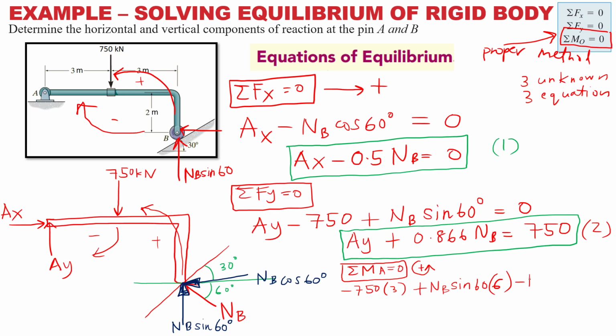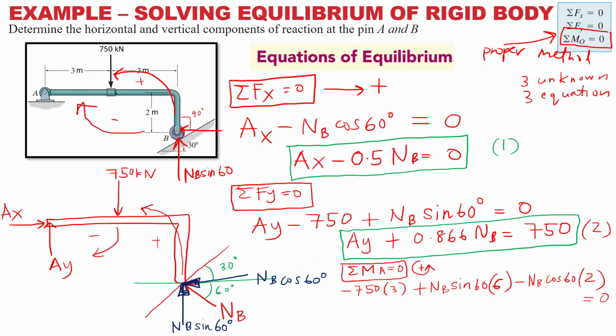Minus NB times cos 60, cos 60 times the perpendicular dimension. Remember, it has to take the perpendicular dimension, which is 2. This is 90 degrees. Equals 0. Simplify the equation a bit.